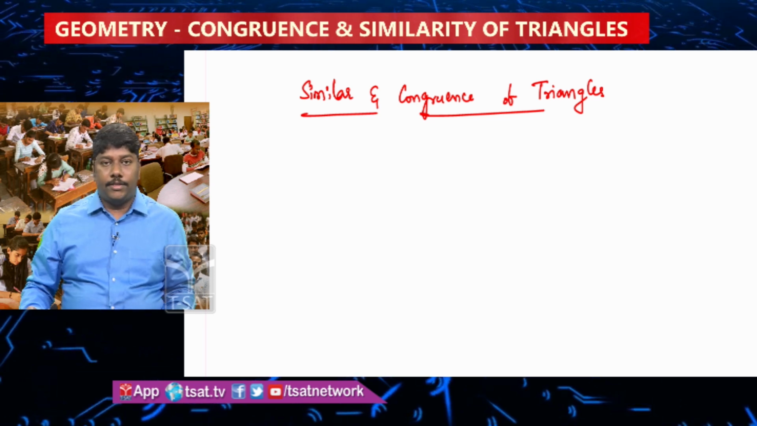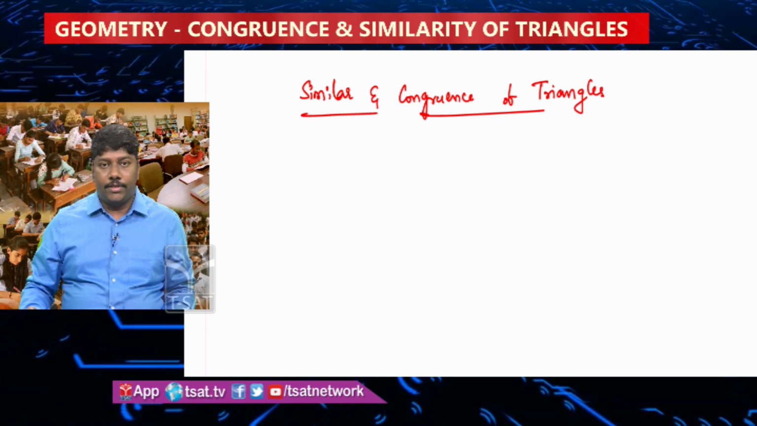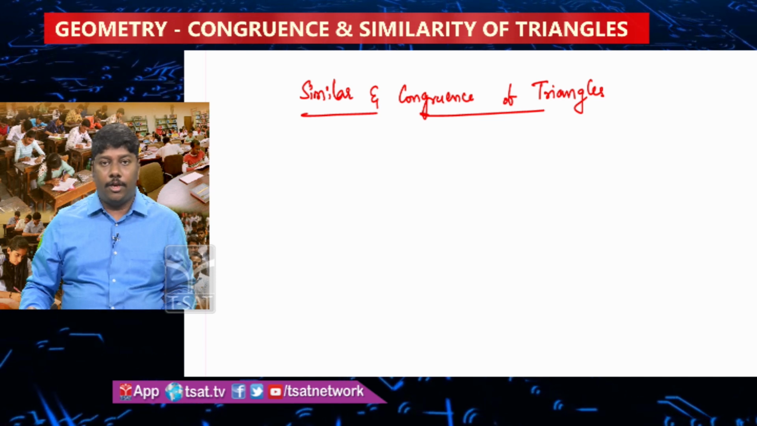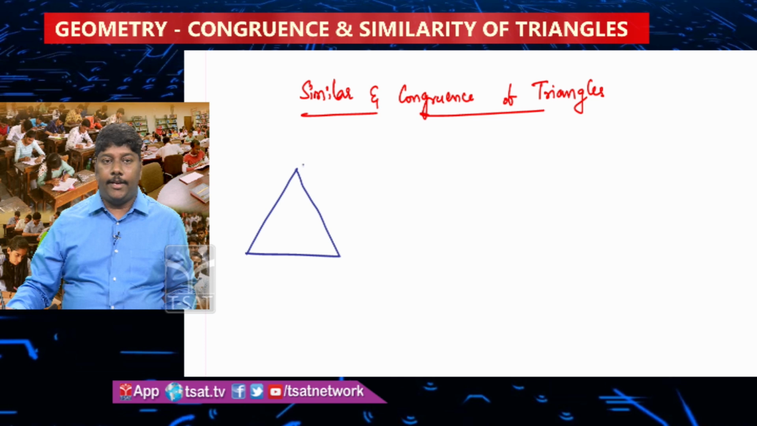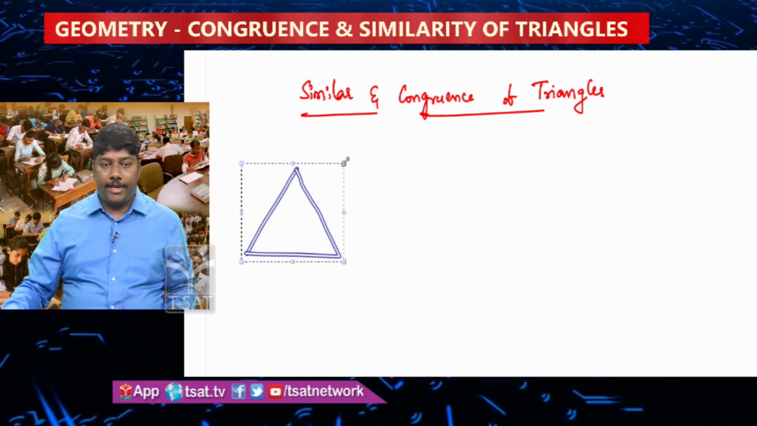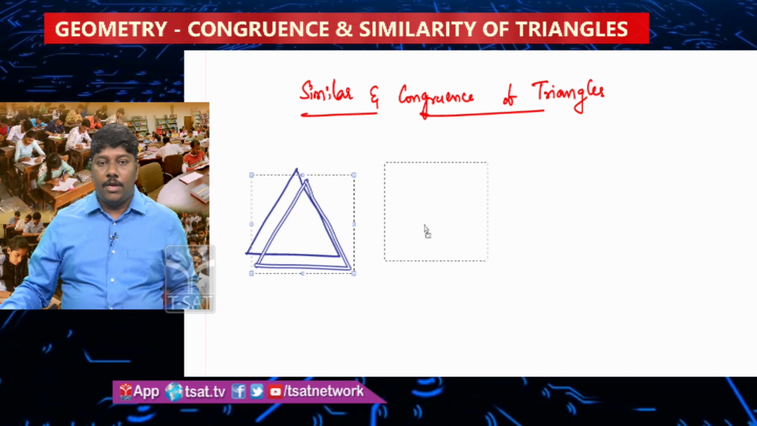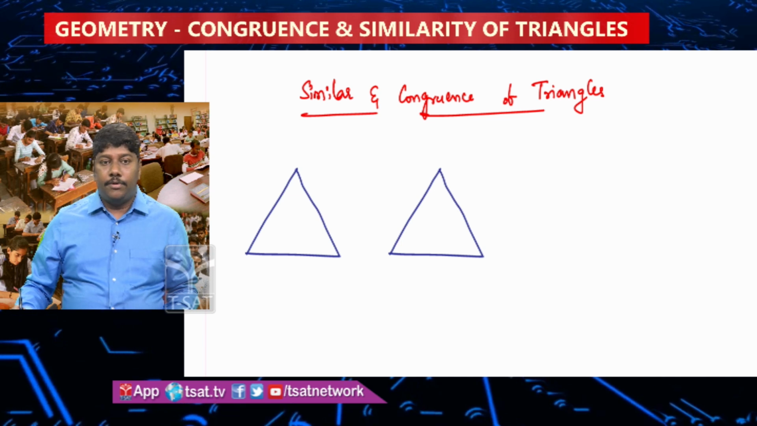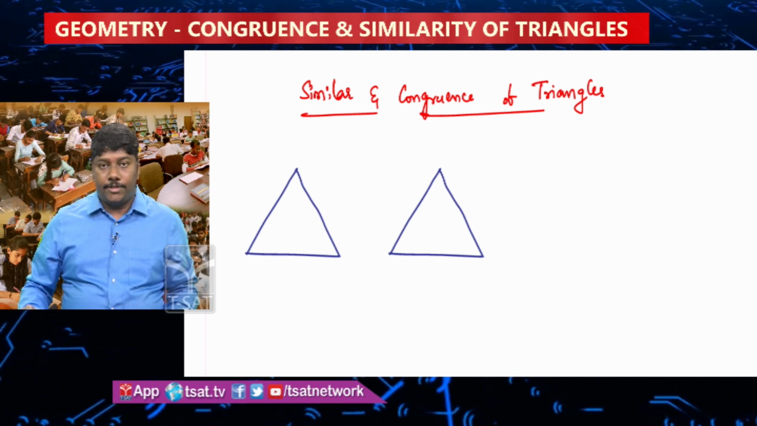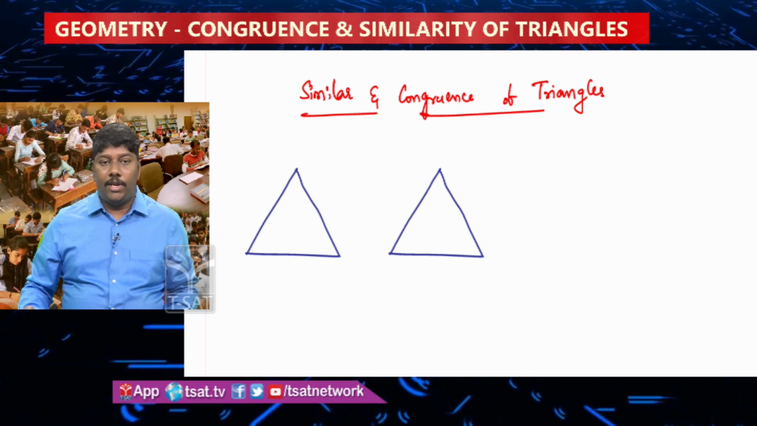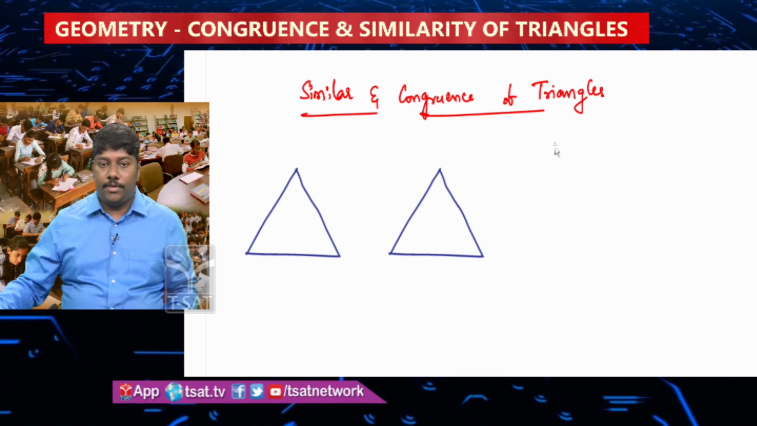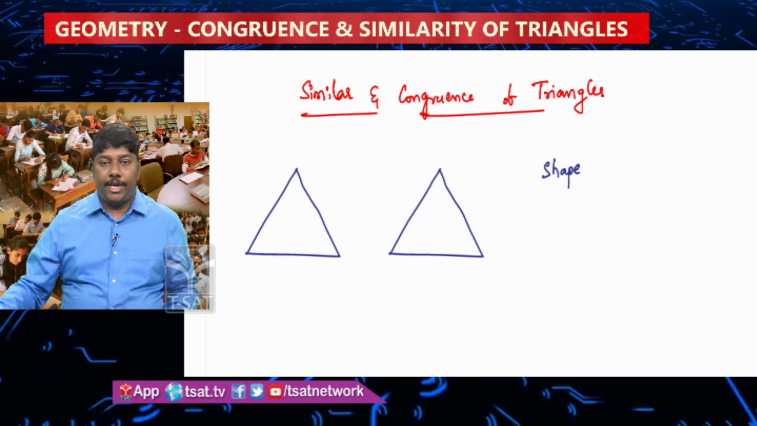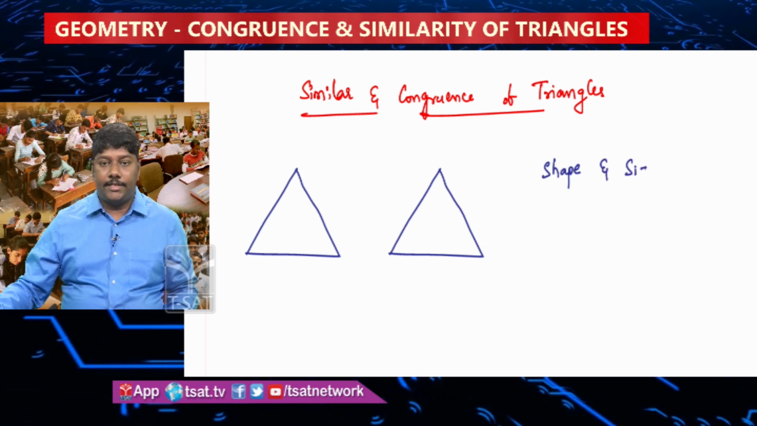When I say congruence, in all respects two figures, not only triangles, be it a rectangle or a square, in all respects they must be equal. Suppose I take a triangle here and just copy paste it. In all respects these two triangles are congruent. So when I say congruence of triangles, two triangles must be equal in their shape as well as in size. So two things must be remembered: they must be equal in shape as well as in size.